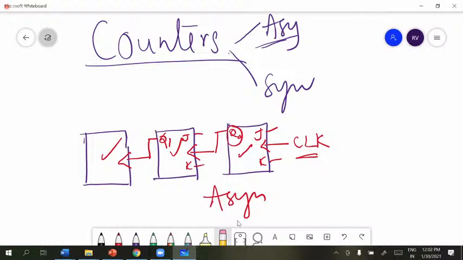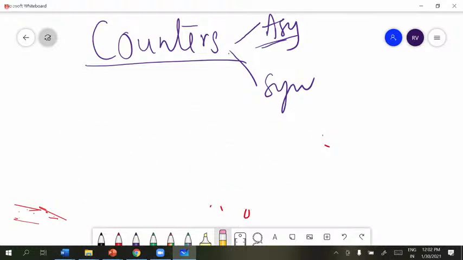Okay, and in the case of synchronous counters, it is not like that. Simply, at a time you can give the clock signal to all the flip-flops. That is a synchronous counter. And one more important function.